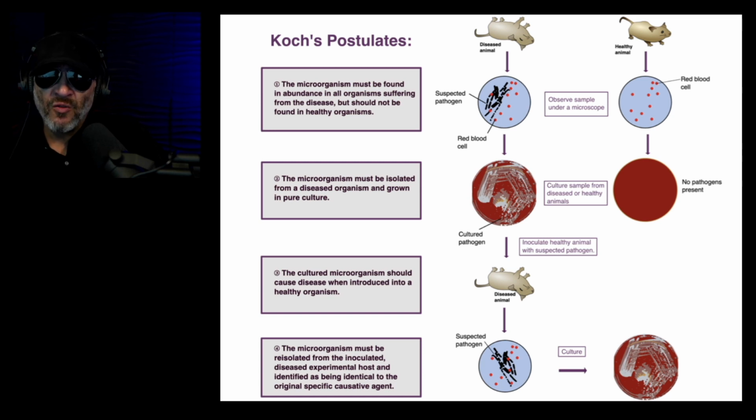Then, number 4, the microorganism must be re-isolated from that organism that we just gave it to that got sick. They call that the inoculated, diseased experimental host, and it must be identified as being identical to the original specific causative agent. Okay, so these 4 steps. Now, many doctors have been saying that they didn't do this. And I think the question that I'm asking when I look at this is, well, who didn't do this?